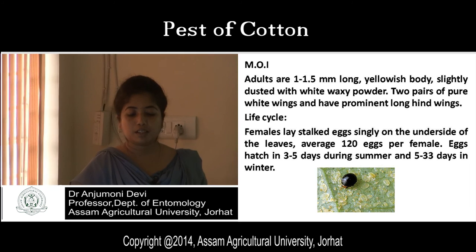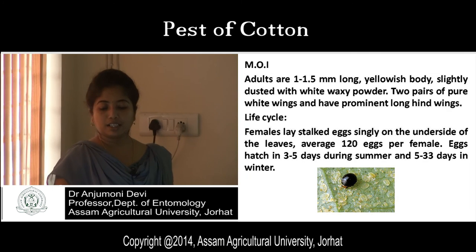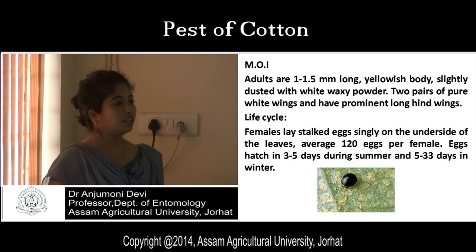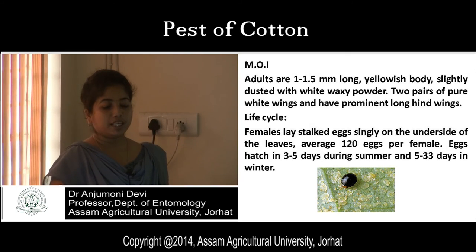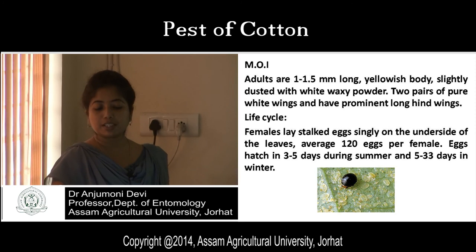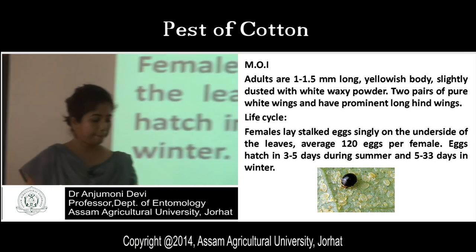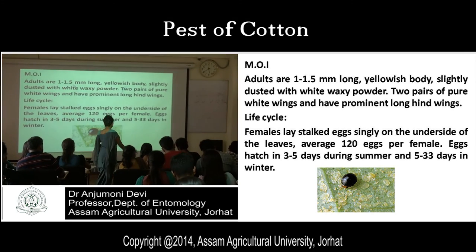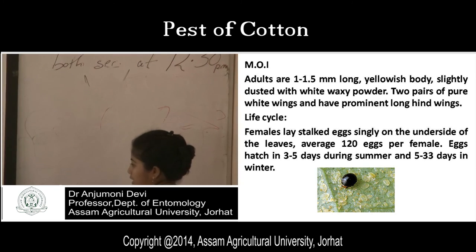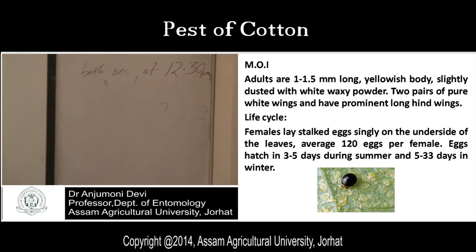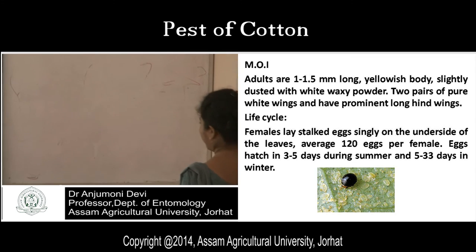Then life cycle. Females lay stalked eggs singly on the underside of the leaves. Average 120 eggs per female. Eggs hatch in 3 to 5 days during summer and 5 to 33 days in winter. These are the eggs, and this one is a coccinellid predator which feeds on these eggs of white fly.